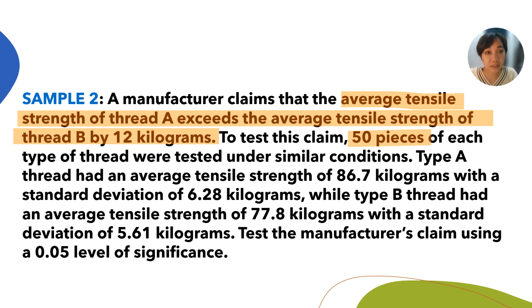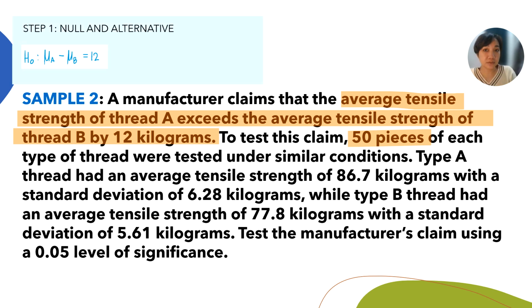Step 1, identify the hypothesis. The null hypothesis is that the difference between their average would be 12, but the manufacturer claims it is more than that, with thread A exceeding thread B, so that means thread A would be bigger than thread B, so that goes first in the expression. So we're going to write the alternative hypothesis this way. Mu A minus mu B is greater than 12. The operator is obviously greater than sign, making the study a right tail.